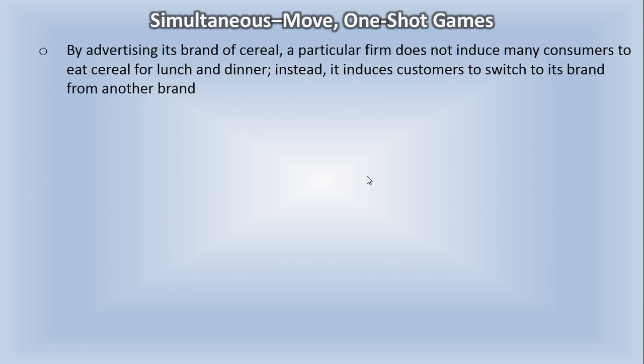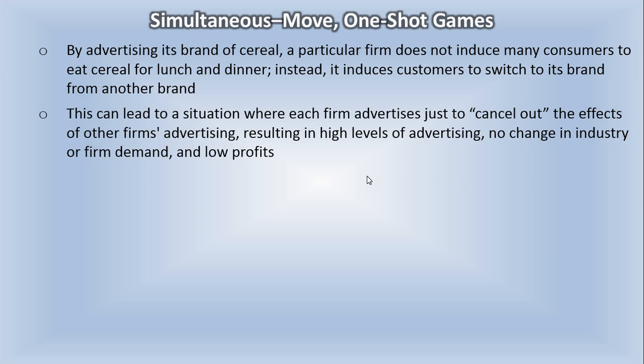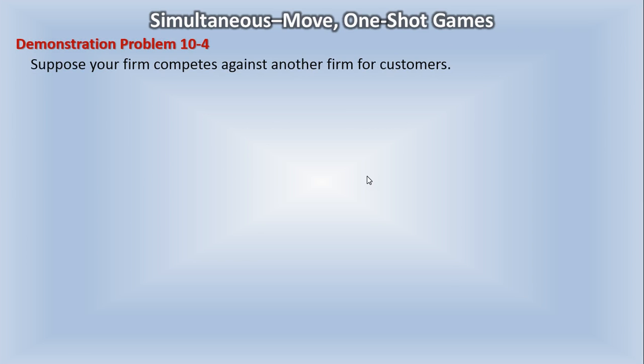By advertising their brand of cereal, a particular firm does not induce new people to buy cereal. Instead, they are able to have customers switch their brand of cereal. So this can lead to a situation where each firm advertises just to cancel out the effect of the other firm's advertising, resulting in high levels of advertising, no change in industry or firm demand, and low profits. So let's see how we can demonstrate that situation in a game.